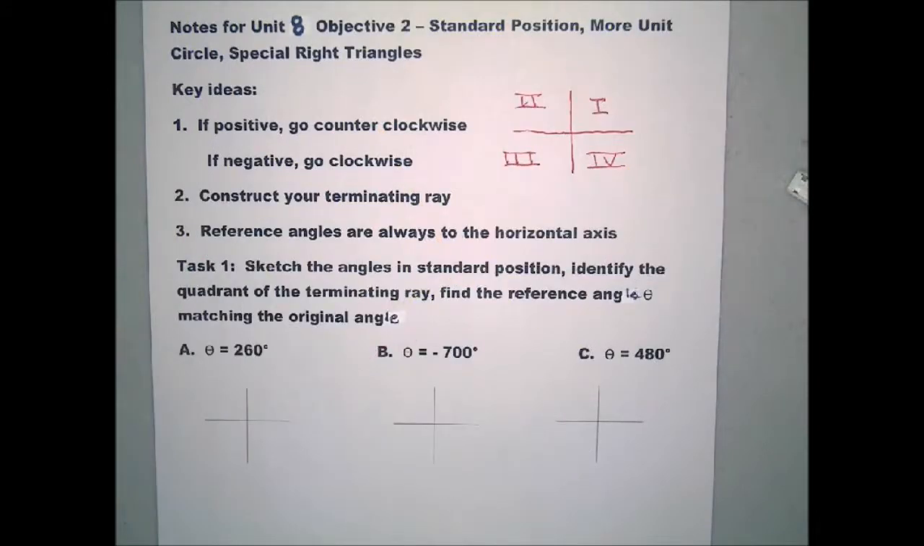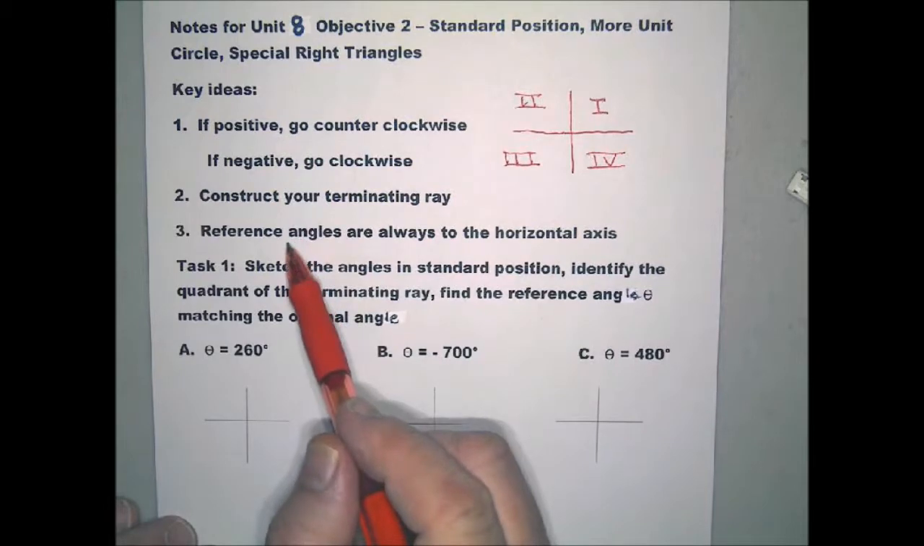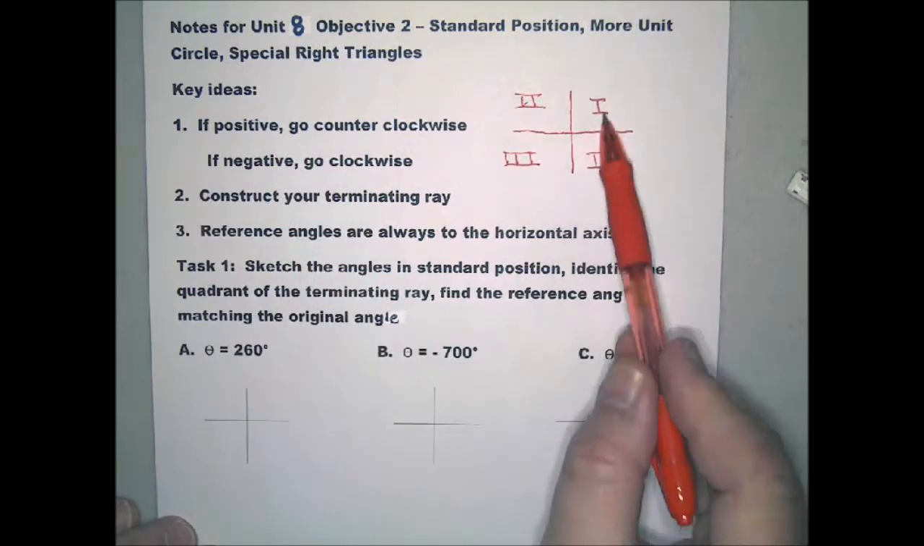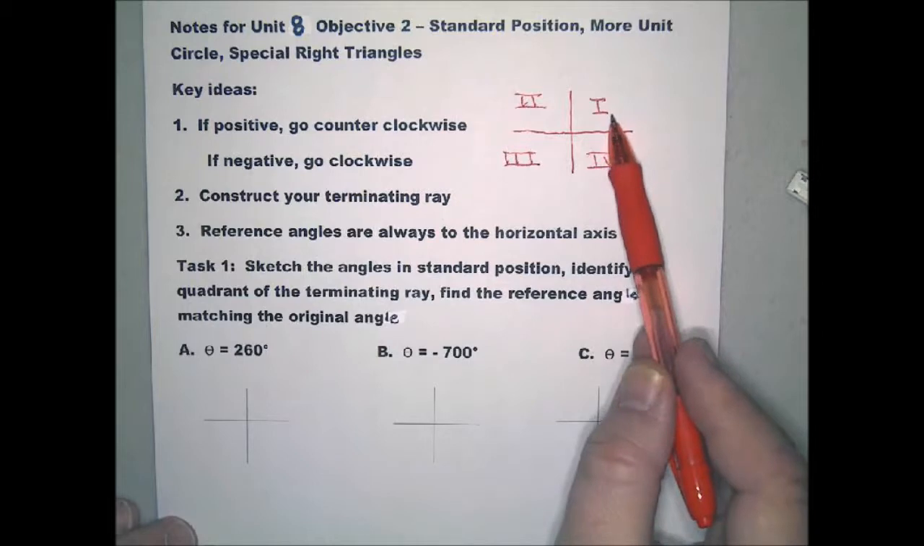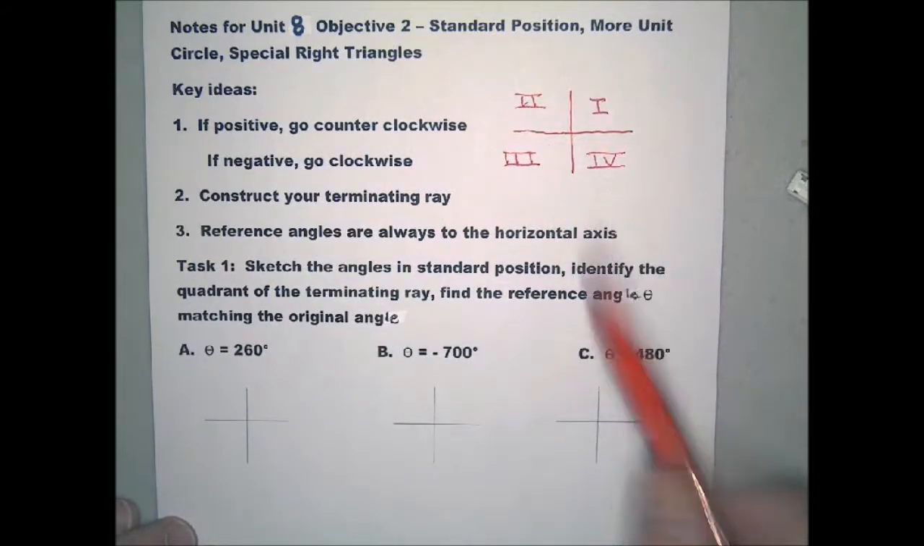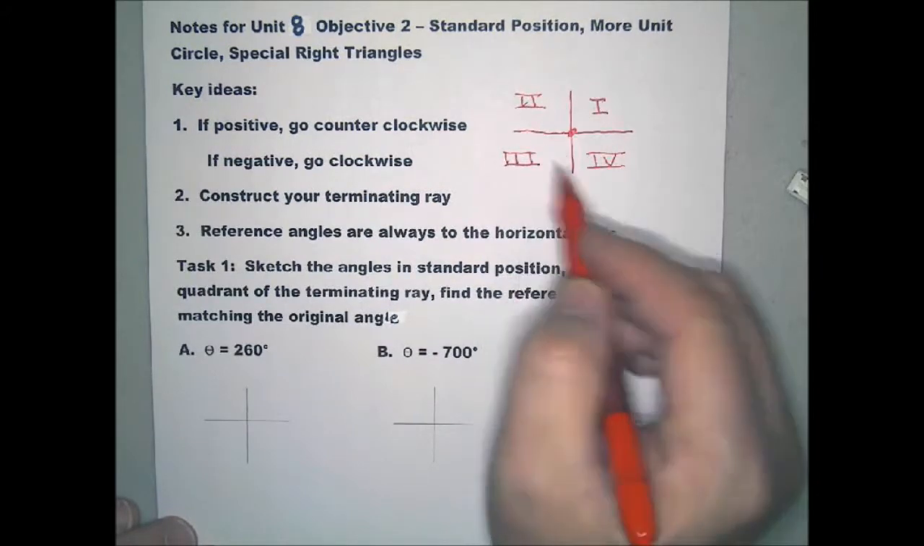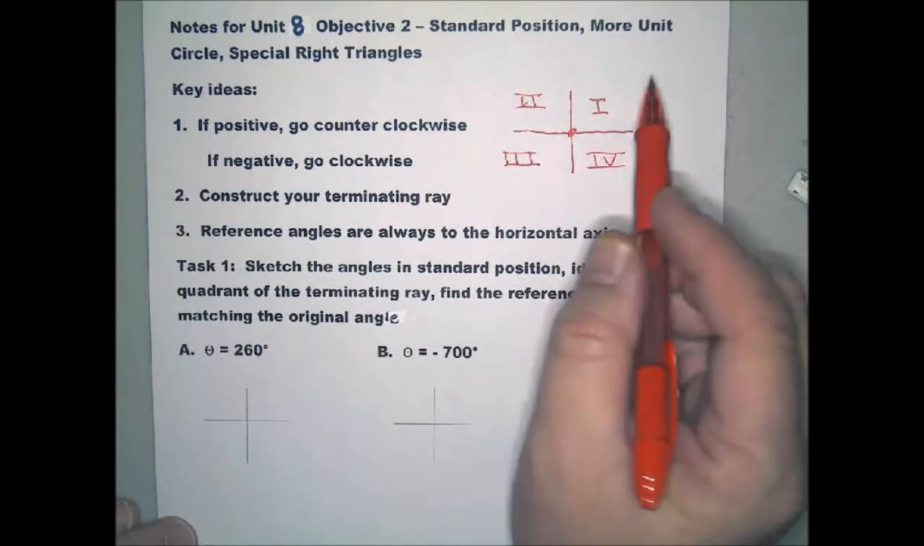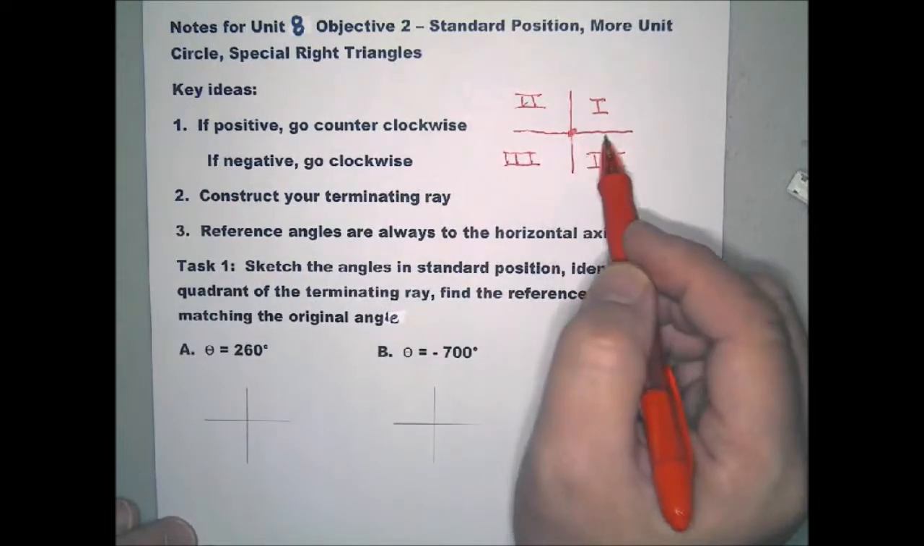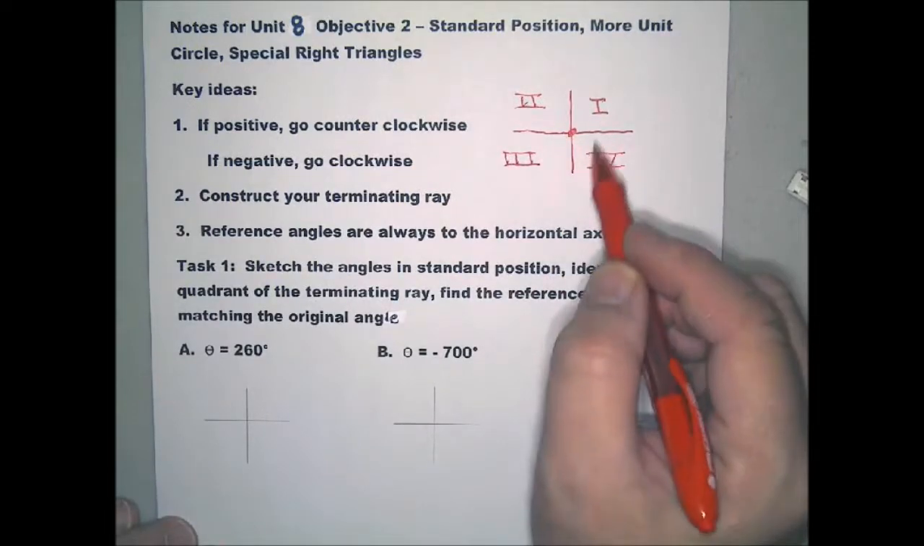Moving on with Objective 2, getting into the actual concepts of Objective 2 beyond just the introduction to the unit circle. The first one is the idea of terminating rays and reference angles. There are 3 key ideas that I've mapped out right here. You know the first one because you know the quadrants: quadrant 1, quadrant 2, quadrant 3, quadrant 4. And you know that those quadrants go counterclockwise. So when you're dealing with a positive angle, you go counterclockwise. When dealing with a negative angle, you go clockwise.